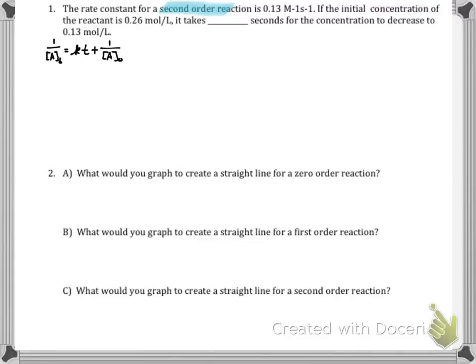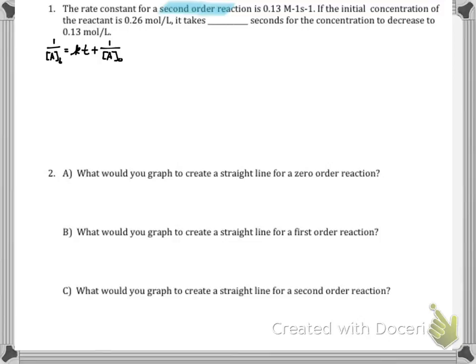So this was the quiz. I wanted to go over the solution to make sure everything was clear. The rate constant for a second order reaction is 0.13 molarity to the -1, seconds to the -1. And then you're given the initial rate, and how long does it take to get to 0.13 moles per liter, which is in fact half of that.